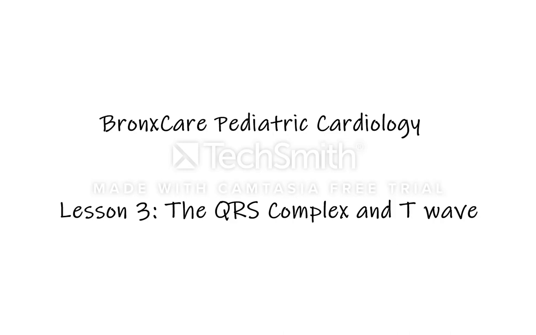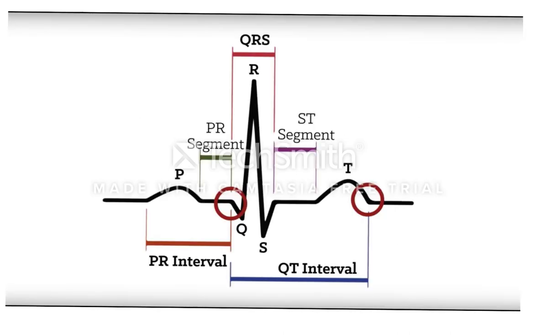Today we're going to talk about the QRS complex and the T wave. To briefly review, in the last lecture we talked about how the P wave represents the electrical stimulus for atrial contraction. There is a brief pause at the AV node before the electricity is conducted to the ventricles. The pause is represented by the PR segment seen here. So the P wave represents the atrial activity stimulating its contraction, and then the pause of the AV node is represented by the PR segment.